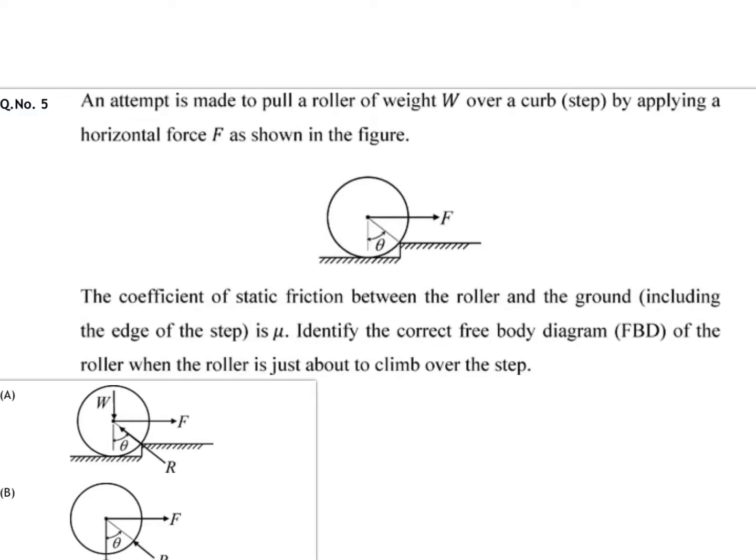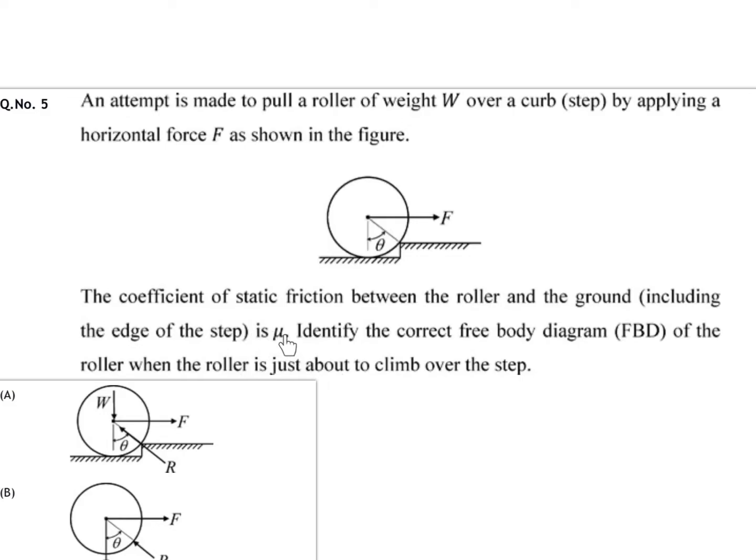They are very explicitly telling you this coefficient of friction is there between the roller and the ground as well as at the edge of the step. I love this detail because this is one particular characteristic of GATE questions. They give you all the details. They never leave any space for guesses, or their questions are framed in a really nice manner.